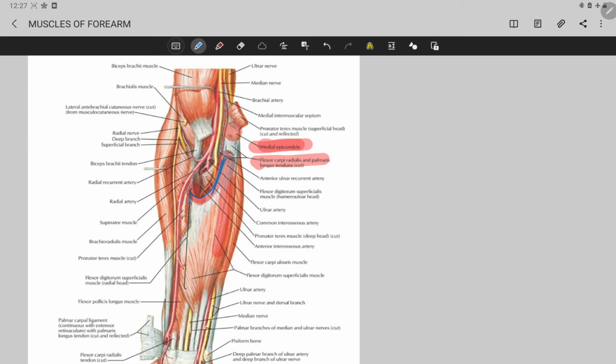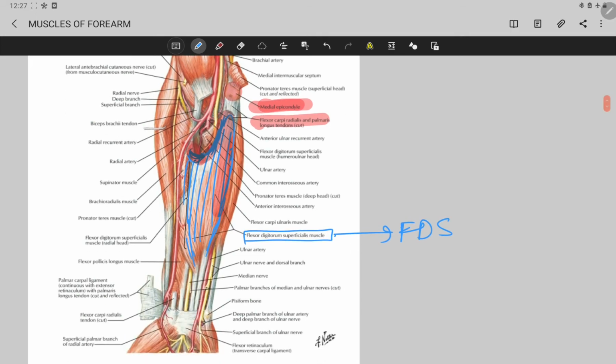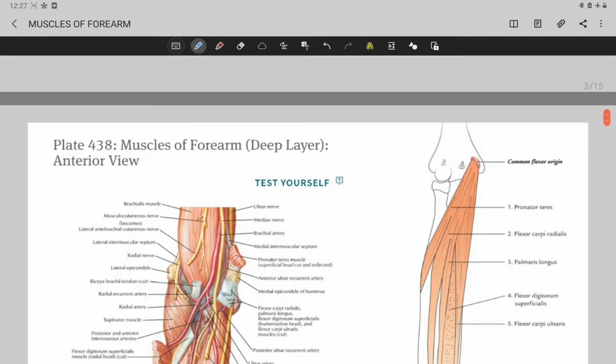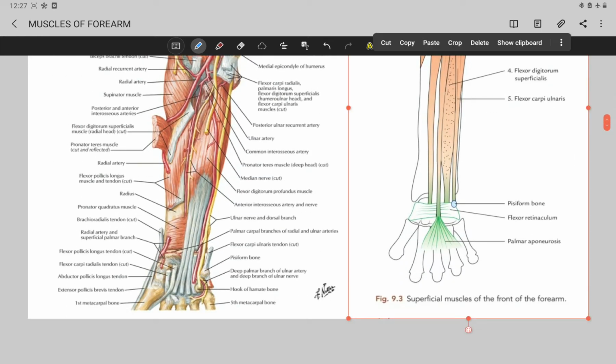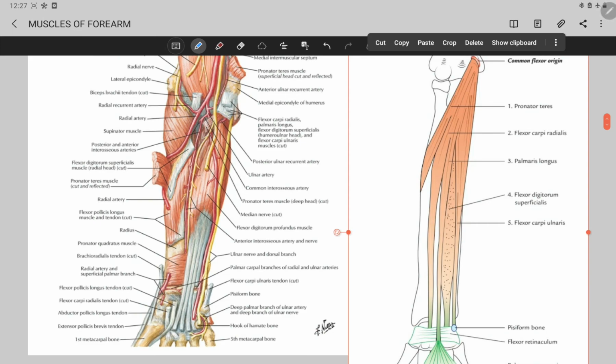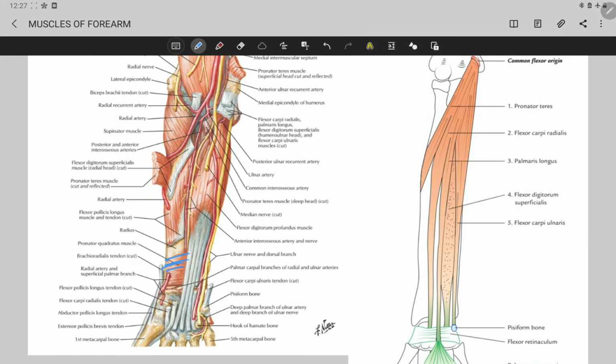This muscle is your flexor digitorum superficialis. It has two heads, connected by a tendinous arch. And also you can see the other two band-like muscles. In this diagram you can see this muscle.